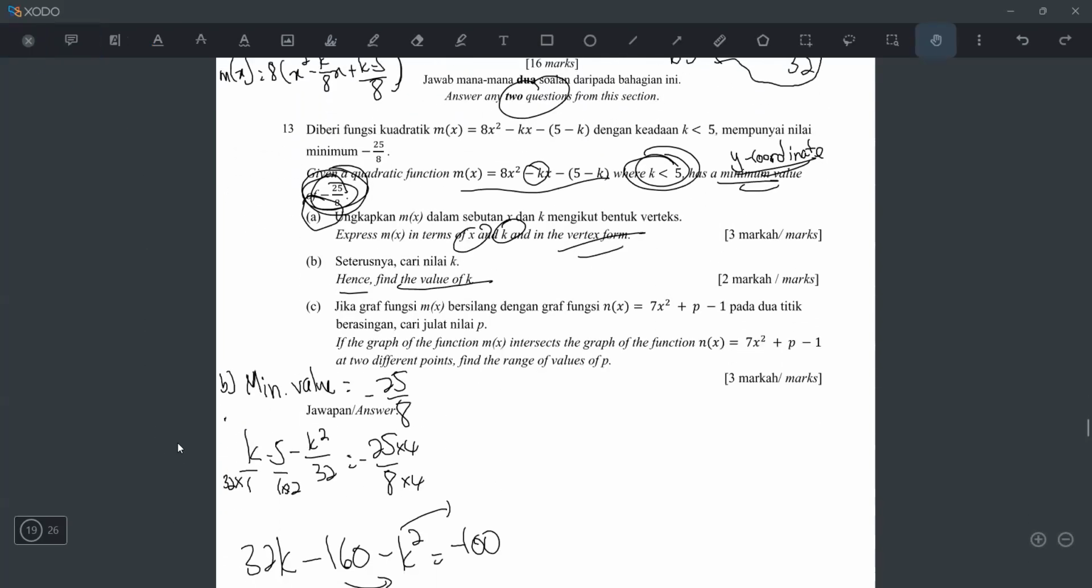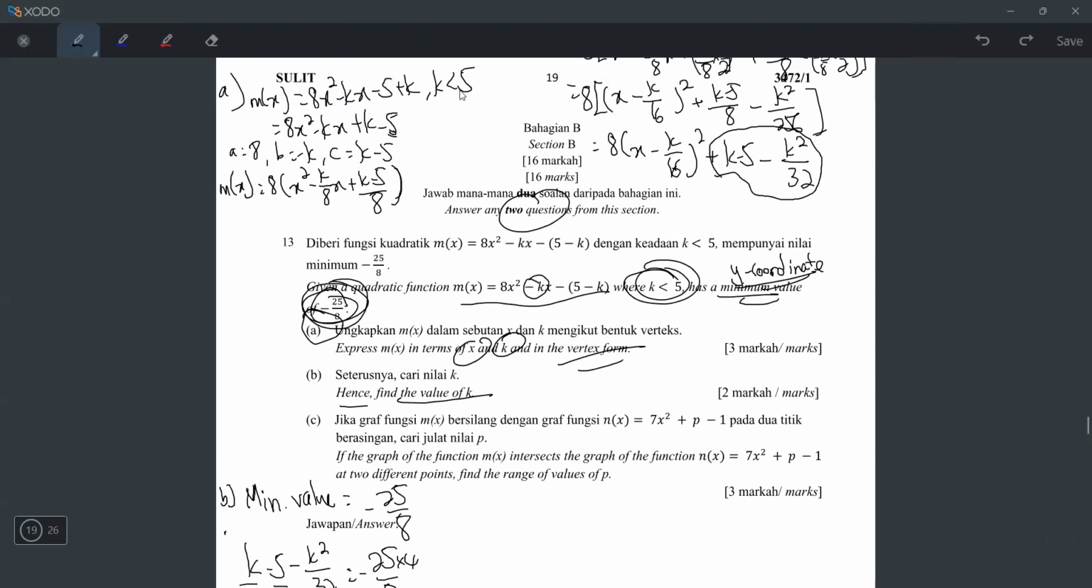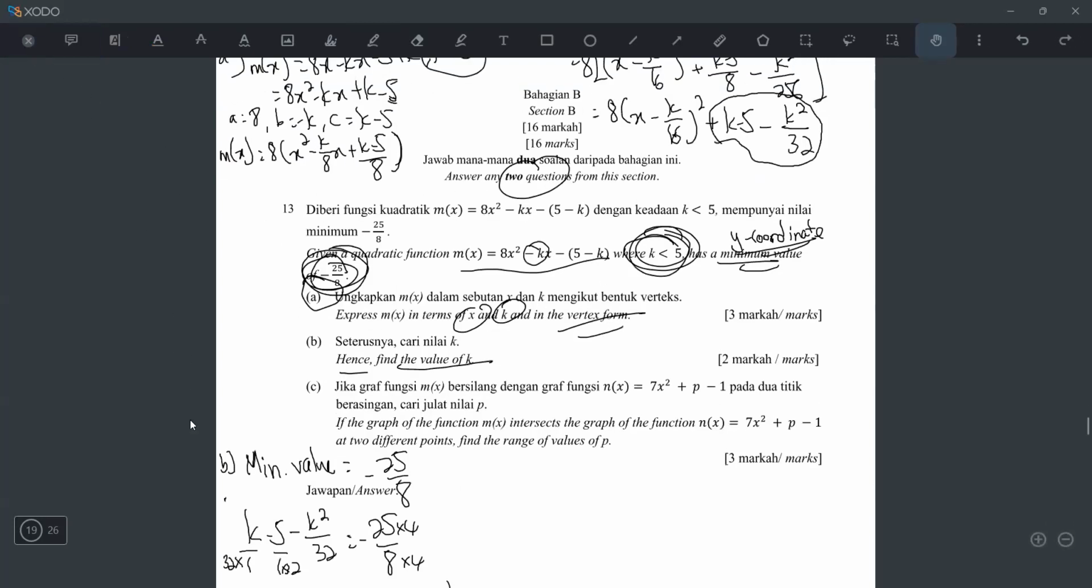Let's see. Oh, okay. Do you remember they mentioned this? k has to be smaller than 5. And I told you just now, it will be useful later on.